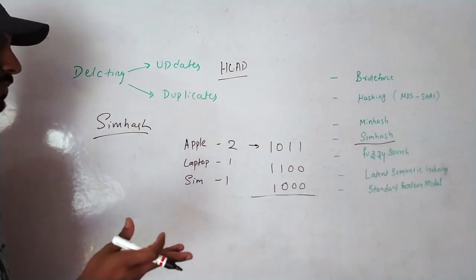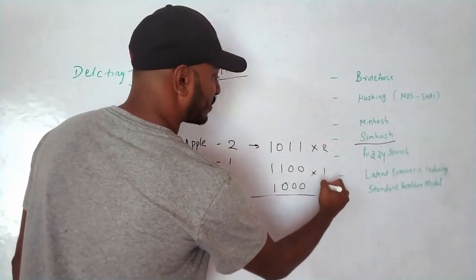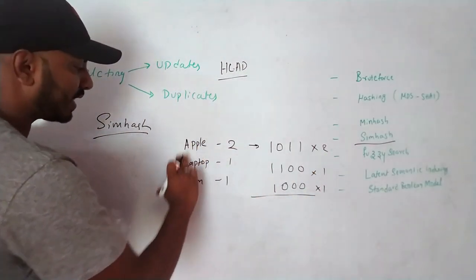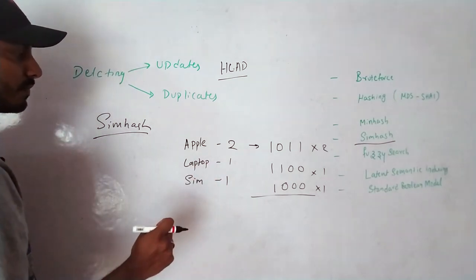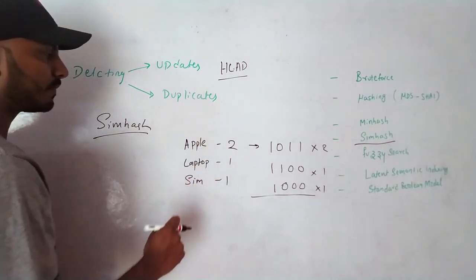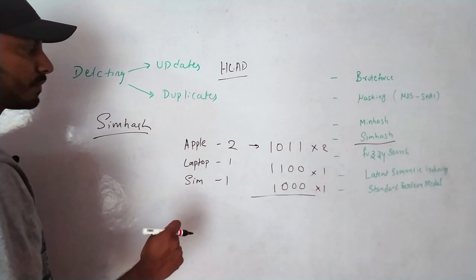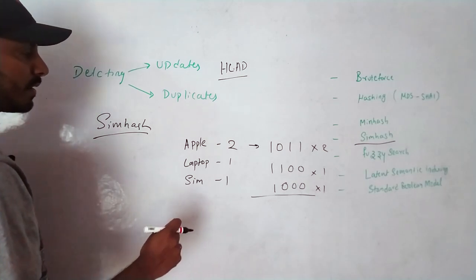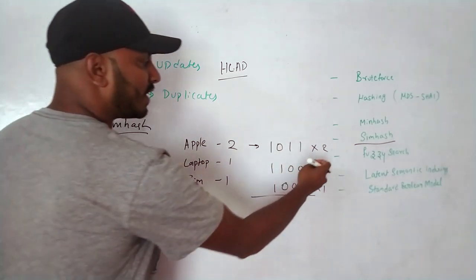And then we also need to multiply the frequency with the hash. Say this means that the frequency is two here, and here it's one, and here it's one. So all these words and their binary hash should be arranged in a tabular or columnar format, and then we need to multiply with the frequency.